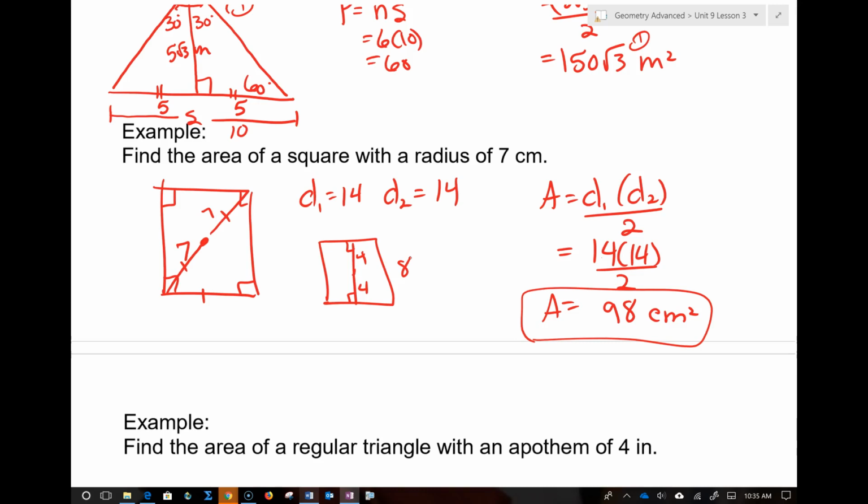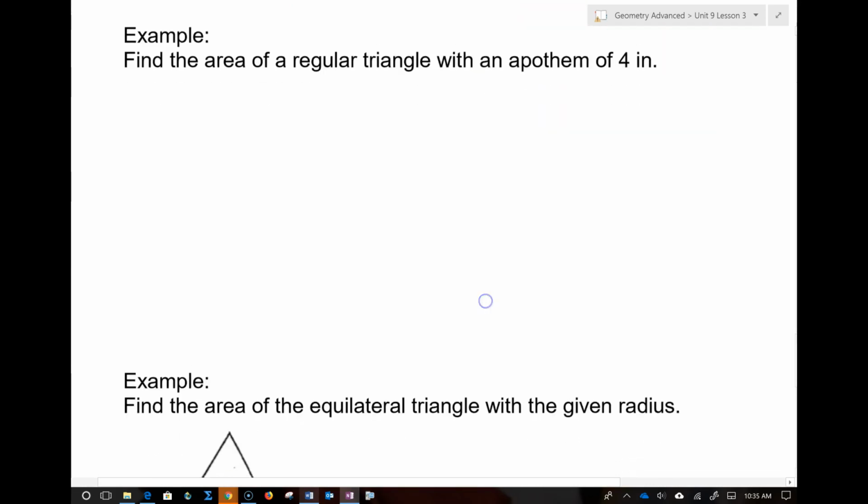Now for hexagons, this is the best way. Triangles, sometimes. Here's what I mean. It says here, find the area of a regular triangle with an apothem of 4 inches. Now, this one I draw the whole triangle out because it's just easier to draw than a hexagon. And they tell us, so I'm drawing my center in, apothem of 4 inches.